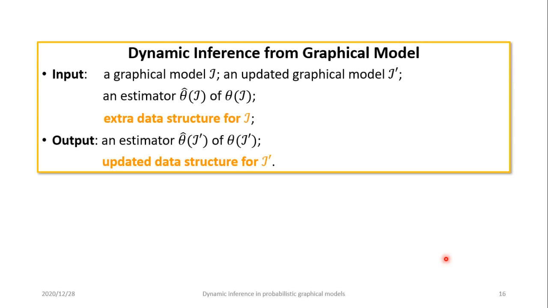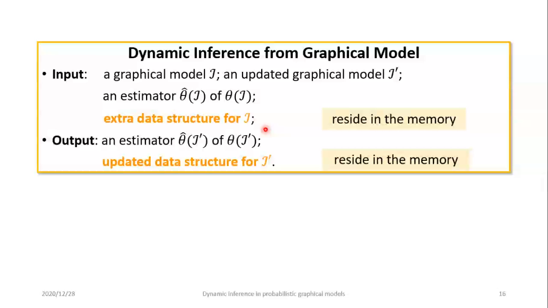The dynamic inference problem is formulated in this yellow box. The input is the original instance I, the original estimator î, and the updated instance I'. The output should be a new estimator of the updated graphical model. To accelerate the inference algorithm, an extra data structure residing in memory is allowed. Once the instance is updated, the data structure should also be updated.